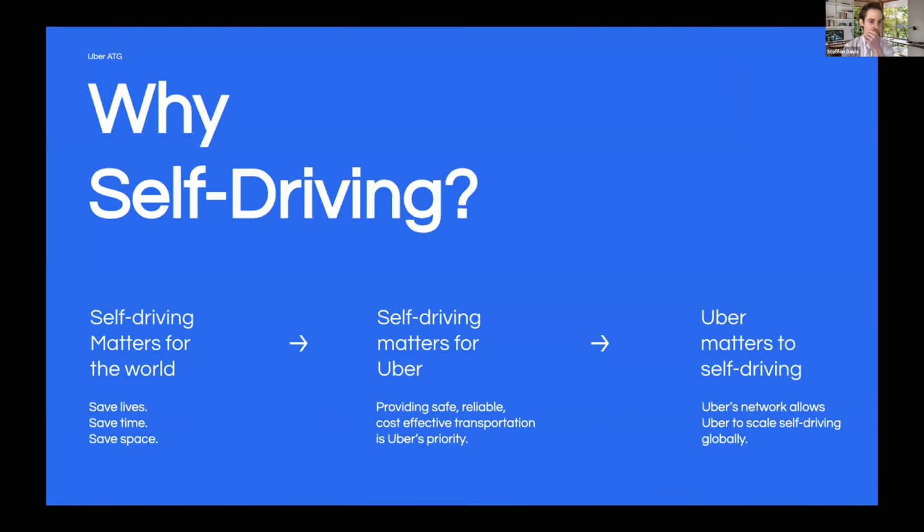Okay, introduction. So why self-driving at Uber? So self-driving matters for the world. It saves lives, saves time, and saves space. And self-driving matters for Uber. Providing safe, reliable, cost-effective transportation is Uber's priority. And Uber matters to self-driving. Uber's network allows Uber to scale self-driving globally.